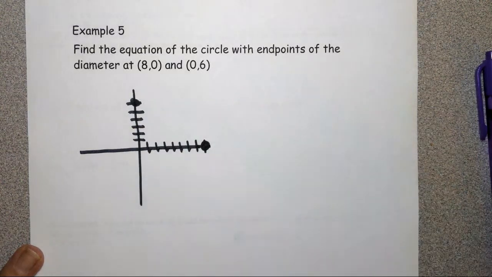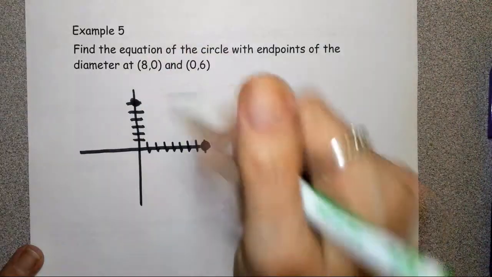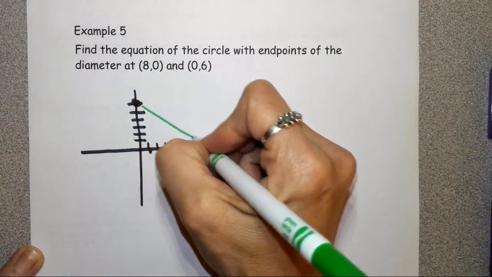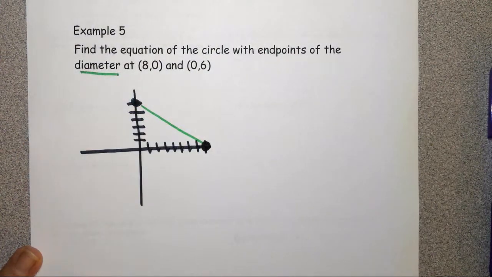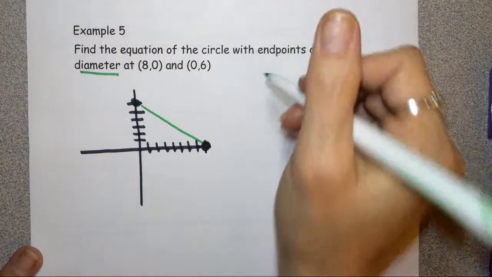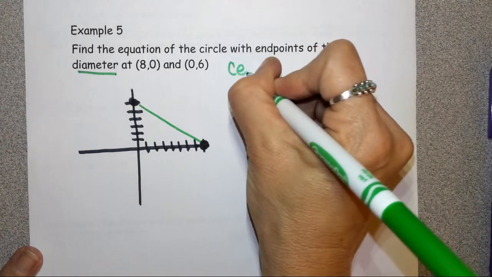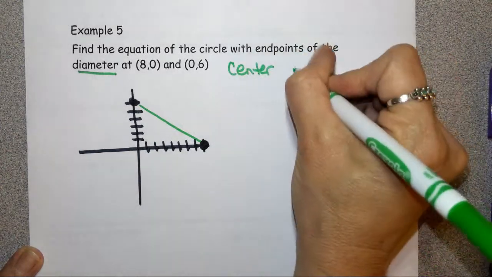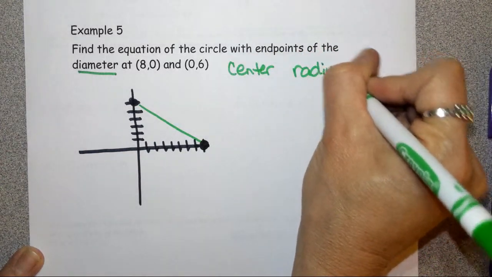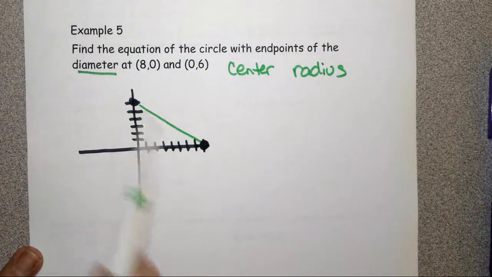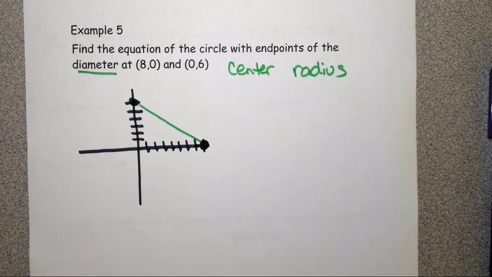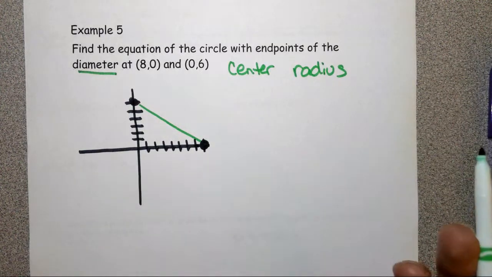They're telling me that these are the endpoints of my what? Diameter. What two things do I need to write the equation? The radius and the center. If I know this is my diameter, can I find my radius? Yes. Because your radius is half of it. So if I can figure out how long this is, can I find the radius?